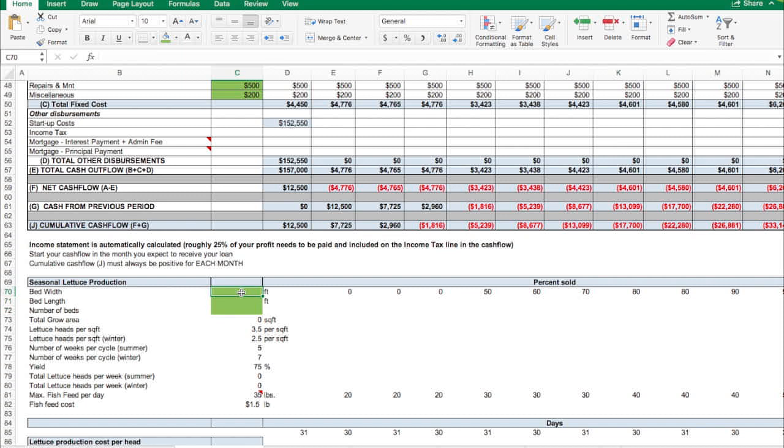beds. For example, if we had a greenhouse that had bed widths that were 8 foot wide, and the length of the beds were as big as the greenhouse, and the greenhouse was about 100 feet, we would put that value in there. And then the number of beds, let's say we had 4 in the greenhouse.